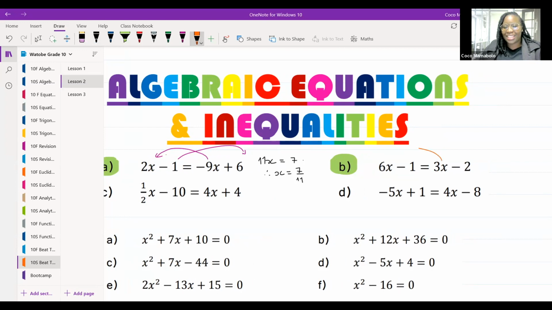Okay, 3x goes over to that side, -1 goes over to that side. We're going to have 6x minus 3x, that will give us 3x, is equal to -2 plus 1, which will give us -1. Therefore, x is equal to -1/3. Just give me a thumbs up if we all got the same answers that I did. Thumbs up in the chat, guys.